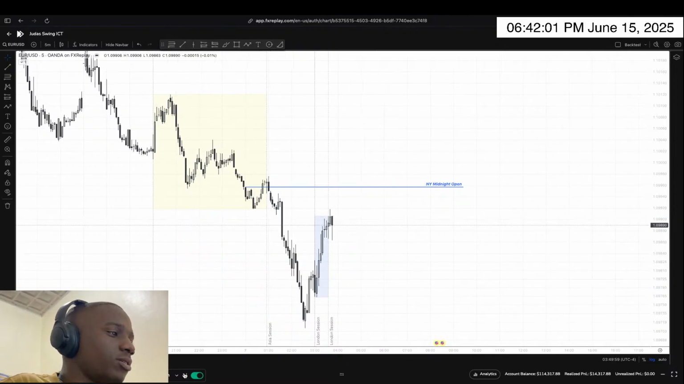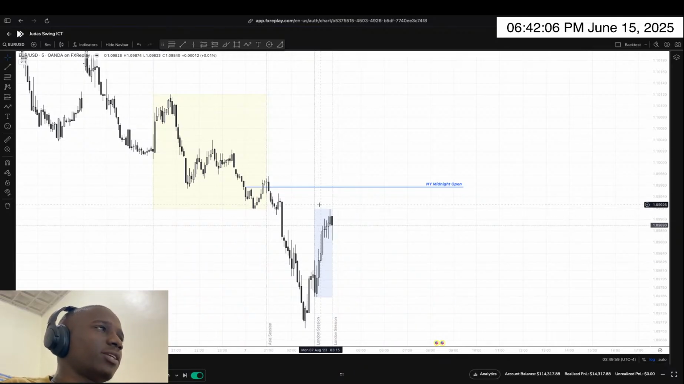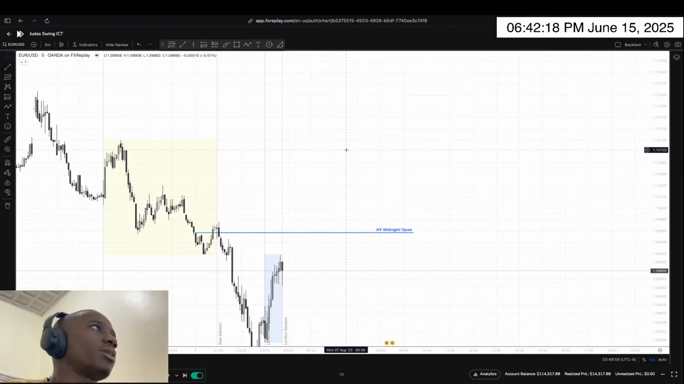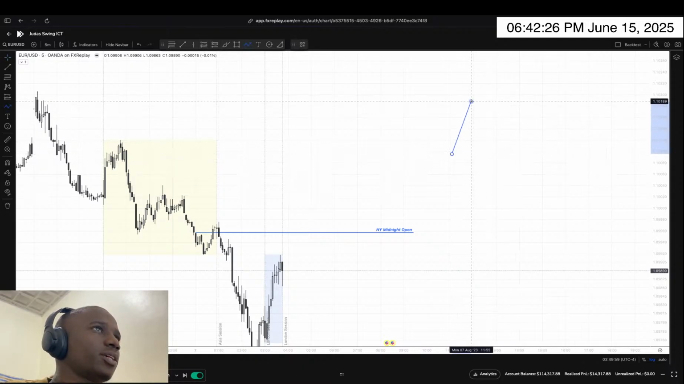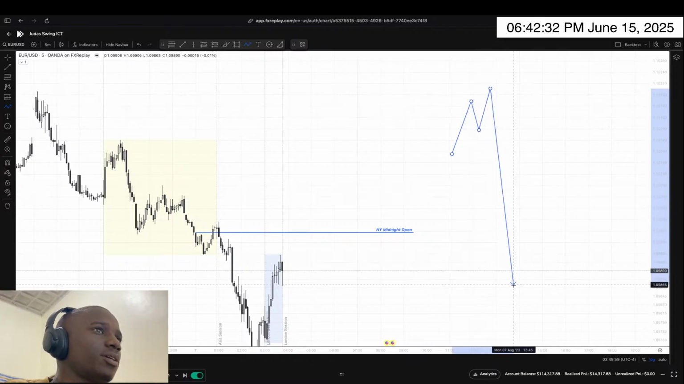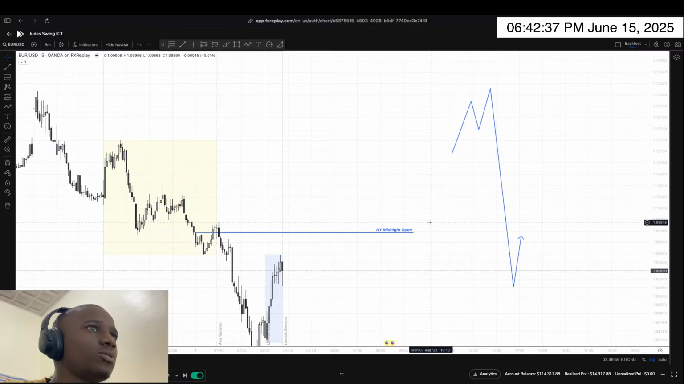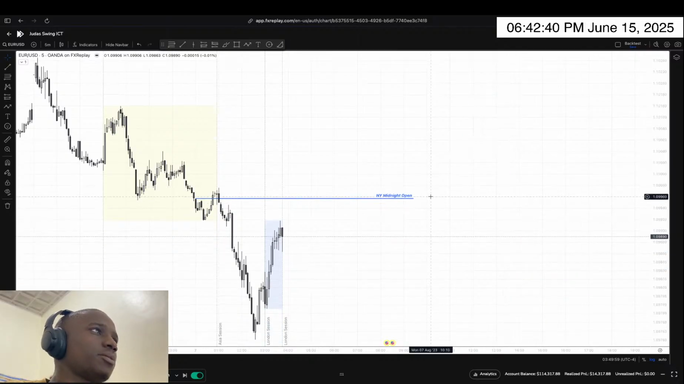But you might be wondering what I'm looking for. What I'm looking for is some kind of manipulation in London. So since we opened below the midnight open, we might expect this day to be kind of bullish, since we're on Monday. To print a bearish week, we might expect Monday to be kind of bullish, something like this. Then Tuesday as well. Then Wednesday, get this big expansion. Wednesday and Thursday. Then Friday does something like this to get a good weekly candle. But we'll see what happens.